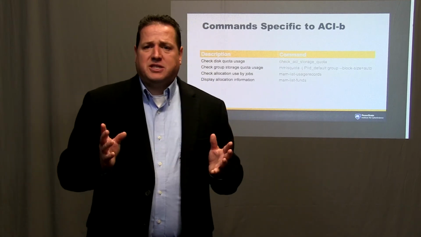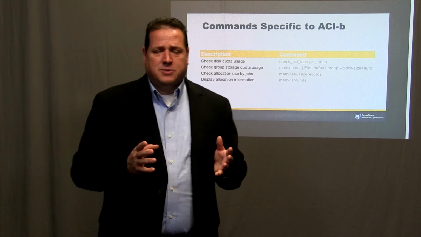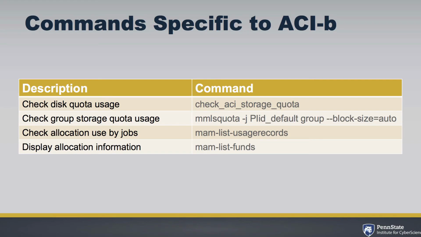So there are some things that are specific to ACI, and specifically the batch systems, okay? If you have a storage allocation, you can check your disk quota. You can see how much storage space you have available, how much you've utilized. If you have a group, you can check your group's quota. It's a little bit different command.